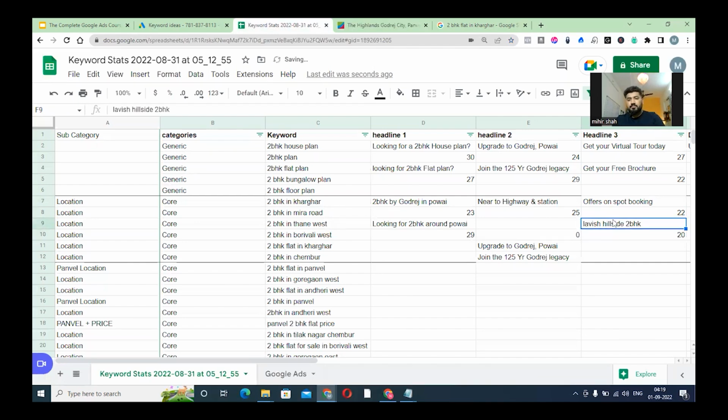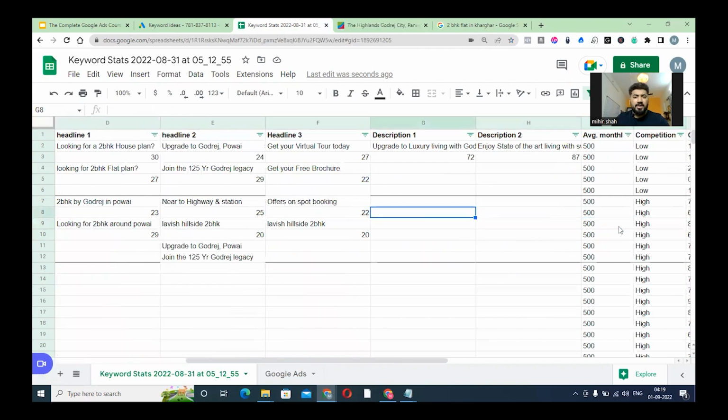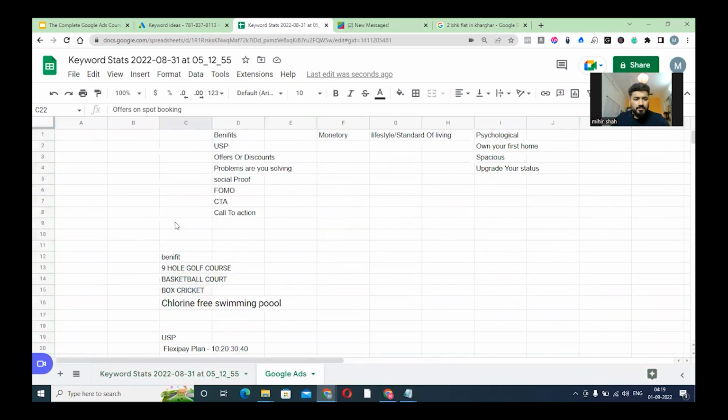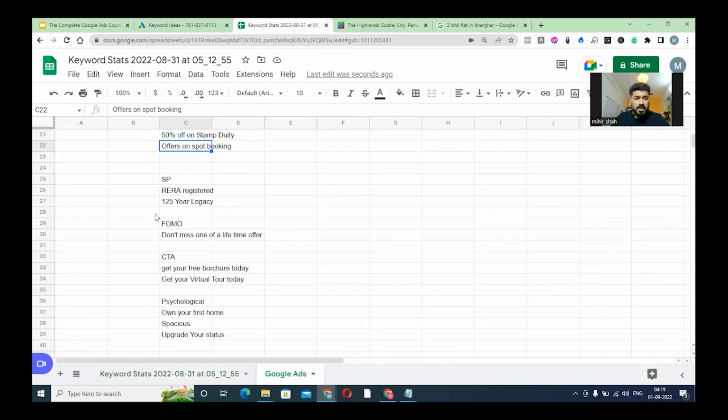BHK. Again, very powerful. Not clearly a CTA, so it can come here as well. Doesn't really matter. But even if I read this statement, looking for a 2 BHK around Powai near highway or station, lavish hillside 2 BHK. And in the description, we can follow it up with the other things with respect to benefits and USP. So upgrade your living, enjoy state of the art living. We can put more and more of this. So I'm trying to create one more description here. Because this is around location, this description has to be pretty focused on that.